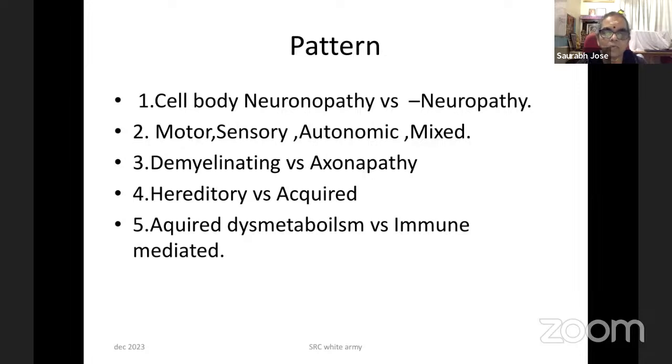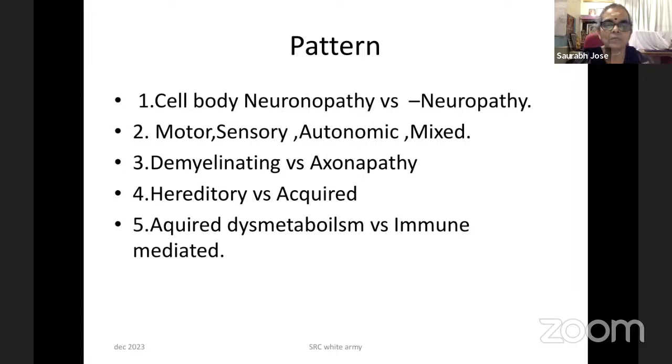Next, is it motor? Is it sensory? Is it autonomic or mixed? So that is the second group of patterns. These pattern recognitions will narrow down your differential diagnosis. Next, is it a demyelinating disease or an axonopathy? We saw that the proprioceptive fibers and motor fibers have a lot of myelin, whereas the sensory fibers and autonomic fibers have less myelin. So if it is a demyelinating disease, it will pick up only the myelinated fibers. Non-demyelinating diseases will pick up the less myelinated fibers. So that will give us a clue what the pathology is going to be.